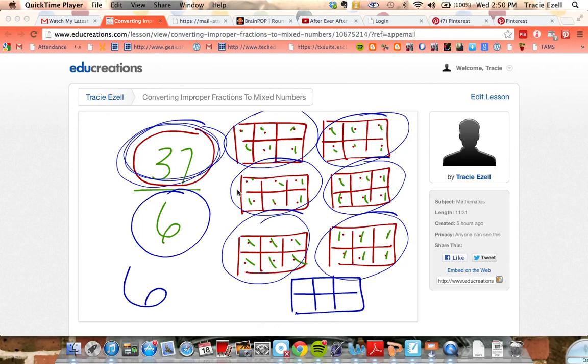And in that one, how many am I going to use? I've already used 36. So now I've just got to use one more because I had to use 37 pieces. So that would be that one right there. So I used 6 whole shapes, and one of another one. And how many pieces was in the other one? That means how many pieces did we cut them into to begin with? 6.